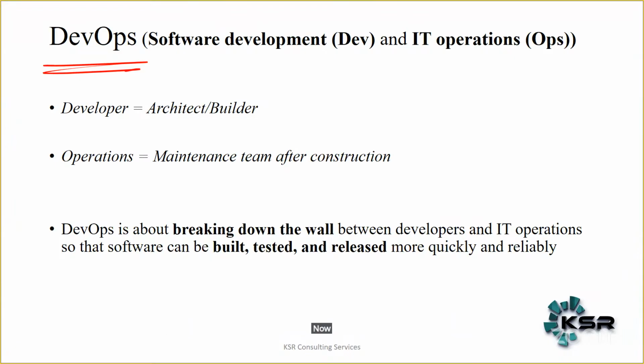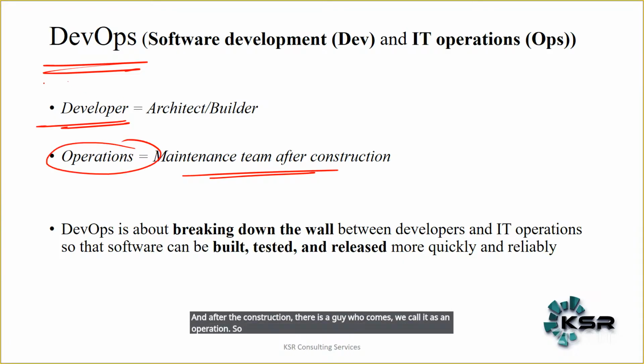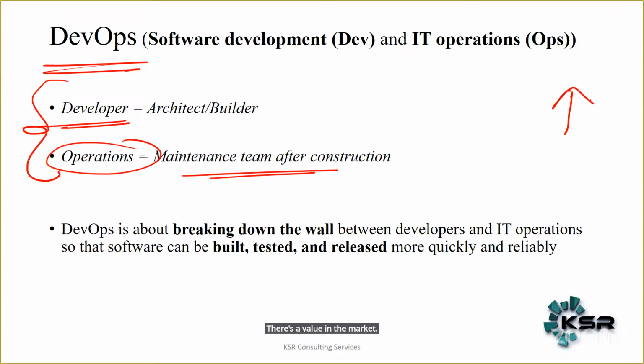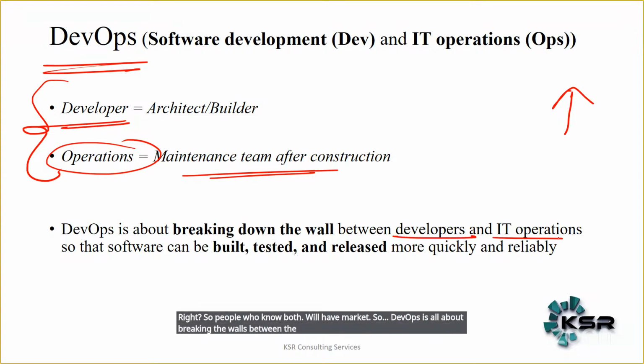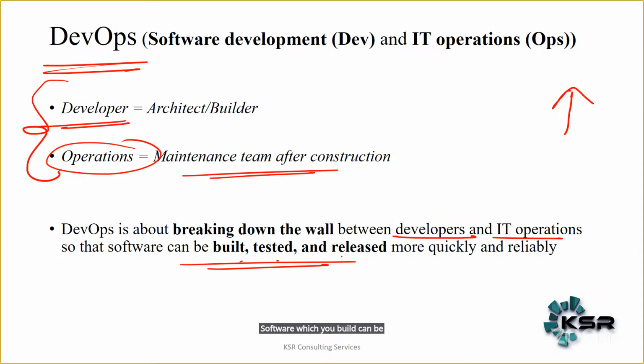Now, a builder, we can call it a developer. And after the construction, there is a guy who comes, we call it an operation. So the guy who does both, there is a value in the market, right? So people who know both will have a market. So DevOps is all about breaking the walls between the developers and the operations so that the software which you build can be tested, can be released.